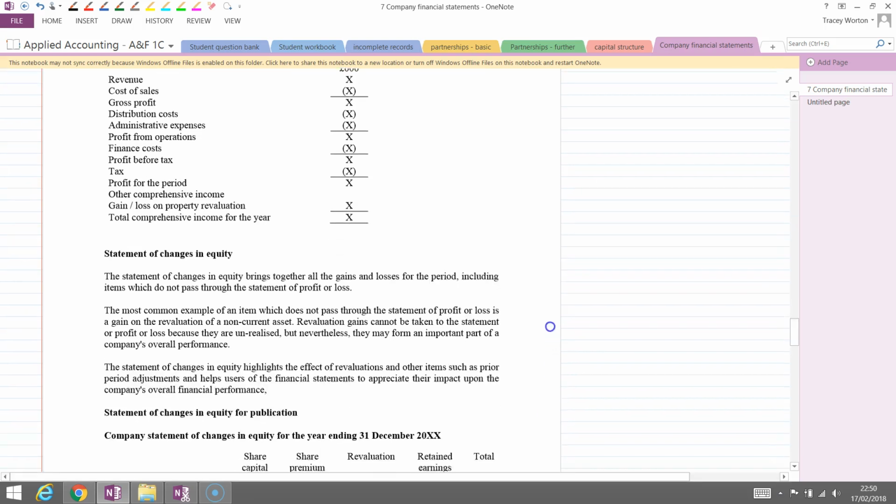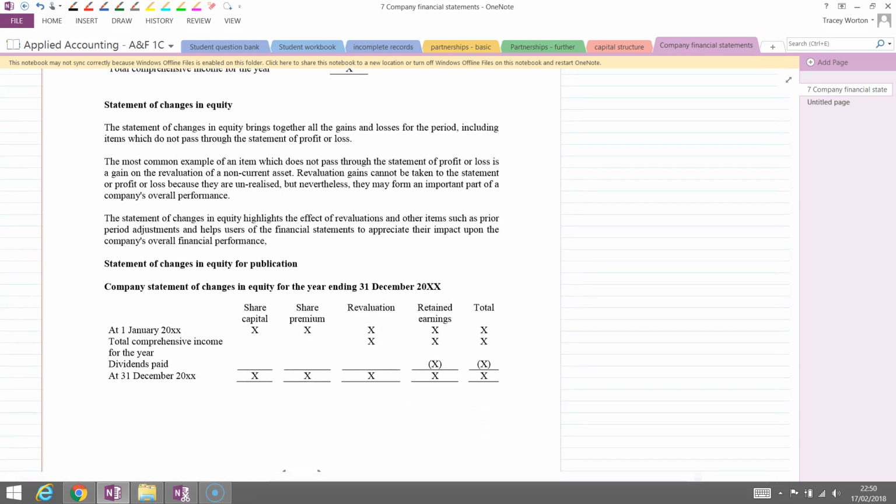And then the final statement that we're going to look at as part of this module is the statement of changes in equity. What it's looking at is all the gains and losses for a particular period in time, including anything that doesn't actually go through the statement of profit and loss. What we are doing effectively is analysing the equity section between one statement of financial position and the year-end statement of financial position. So whatever headings you have in the equity section on the statement of financial position, you will have as headings in the various columns on the statement of changes in equity.